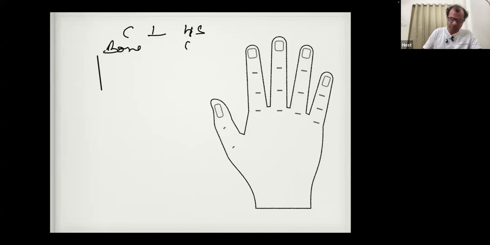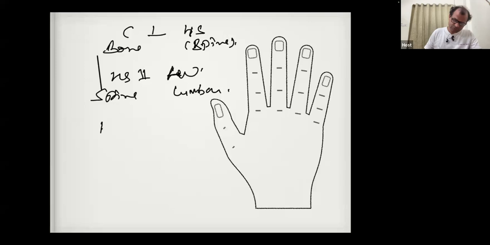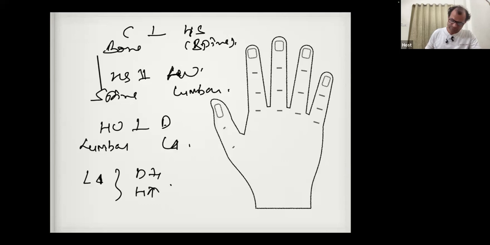Bone system, spine, lumbar vertebra. Spine, lumbar vertebra. Lumbar vertebra, lumbar 4.